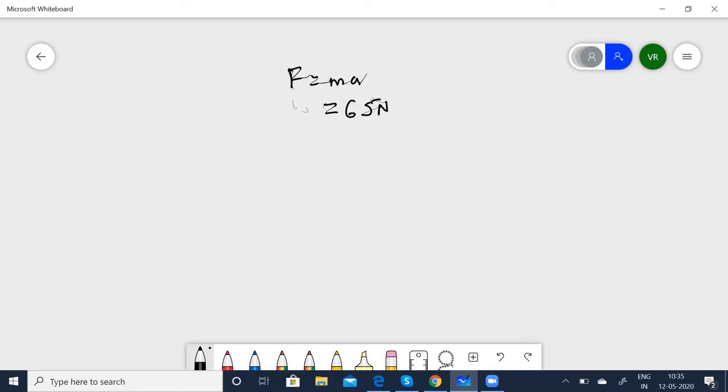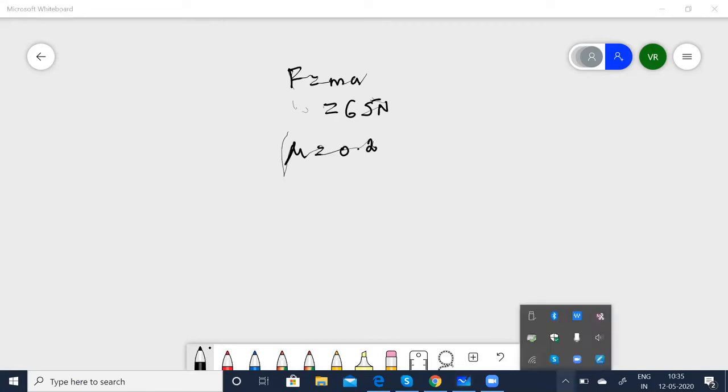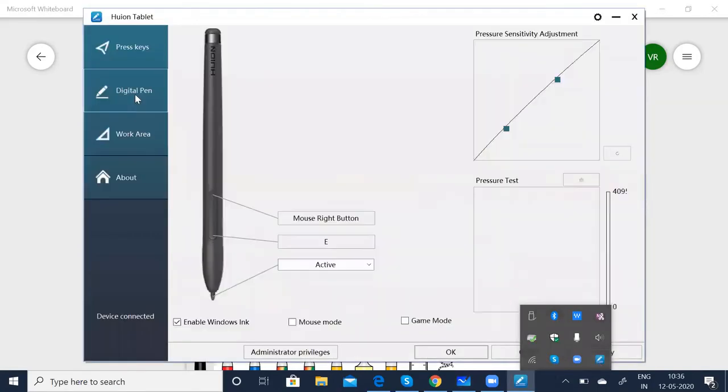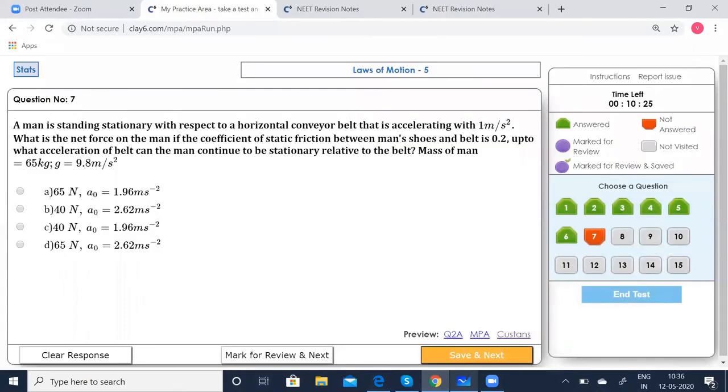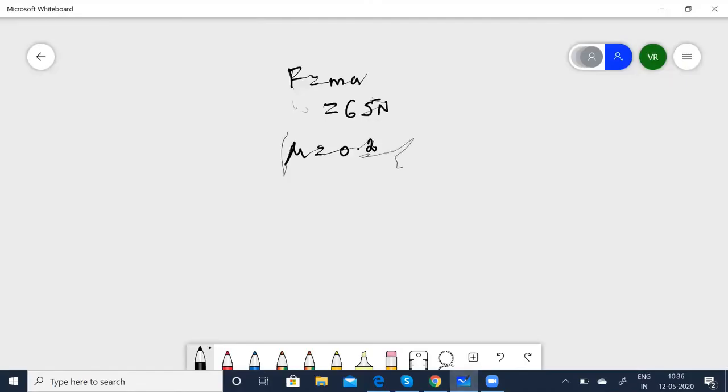Now, coefficient of friction mu is given as 0.2. Just a second, children. Let me check my pen pressure. I think that is troubling. So, mu is equal to 0.2.